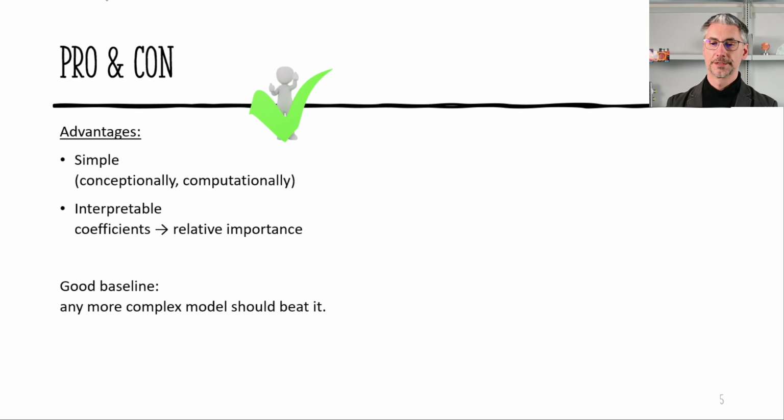What are the advantages of this? So it's very simple, both conceptually but also computationally. It's quite interpretable because the coefficients give us an indication which feature contributes how much. So it's a good baseline for any more complex model, and any more complex model should be able to beat this.